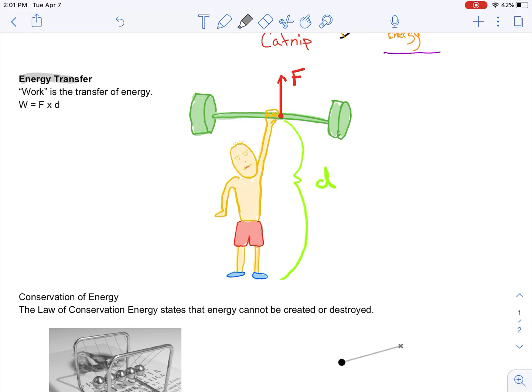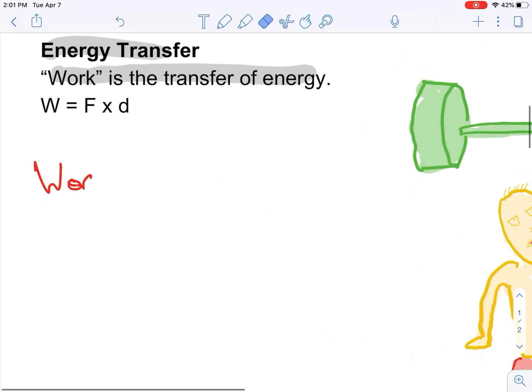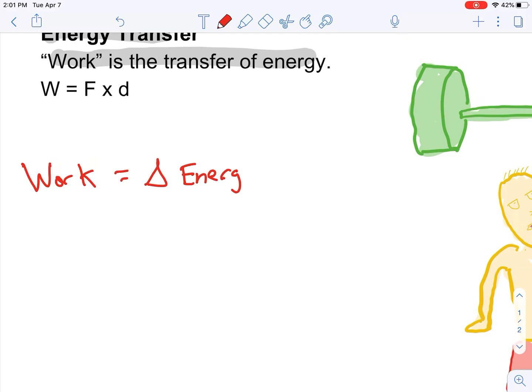Okay, so let's talk about energy transfer. So we use a new physics word here. It's called work. And work is energy transfer. Another way to say that is that work is equal to the change in energy that an object experiences.